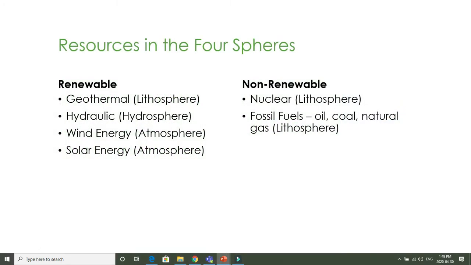So here are your resources in the four spheres. The renewable ones are geothermal from the lithosphere, hydraulic from the hydrosphere, wind energy from the atmosphere, solar energy also from the atmosphere. Non-renewable, we have discussed nuclear from the lithosphere, and fossil fuels, oil, coal, natural gas, also from the lithosphere. Here are all of our resources, where they come from, and whether or not they're renewable or non-renewable.